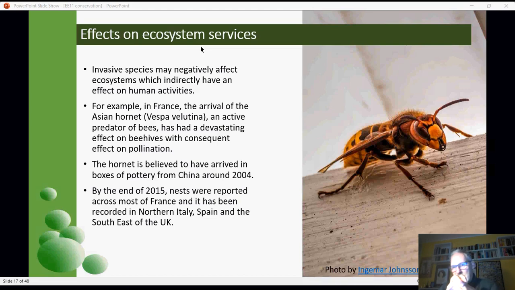So this is an example. It's not a murder hornet, but it's another Asian hornet which is thought to have arrived in France. It's present in France, and since 2004 it's been reported in all of the areas in France, and it is now being found in northern Italy, some parts of Spain and the southeast of the UK. So what's the problem here? It's the usual thing with hornets, they eat bees. This is quite a voracious, aggressive hunter of bees.